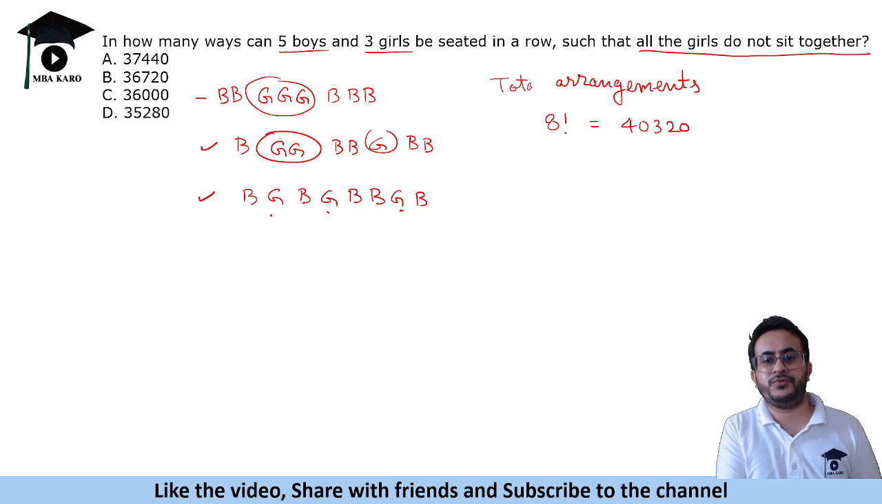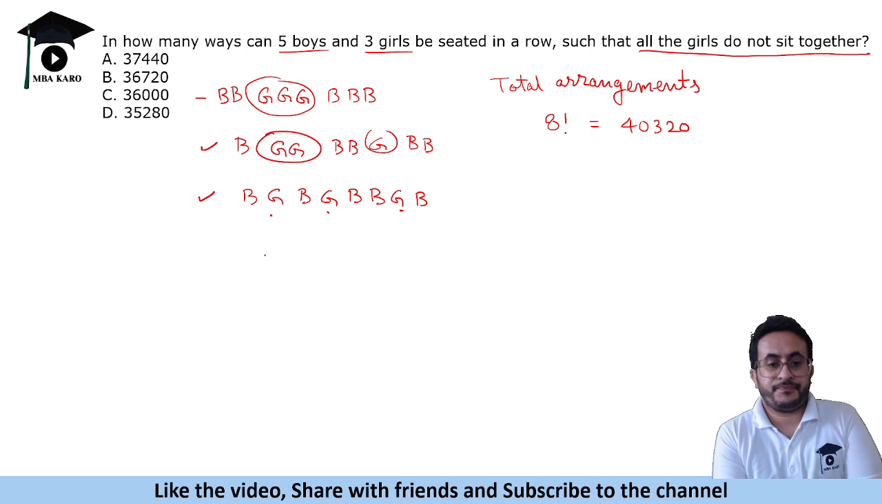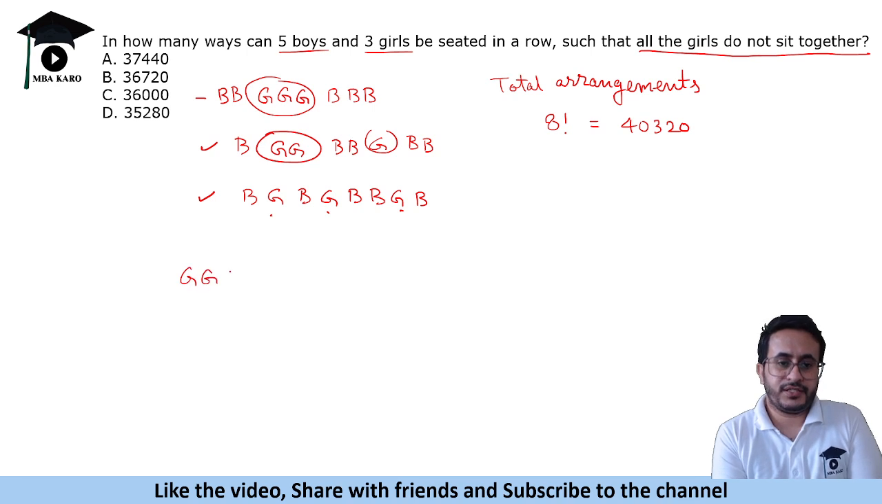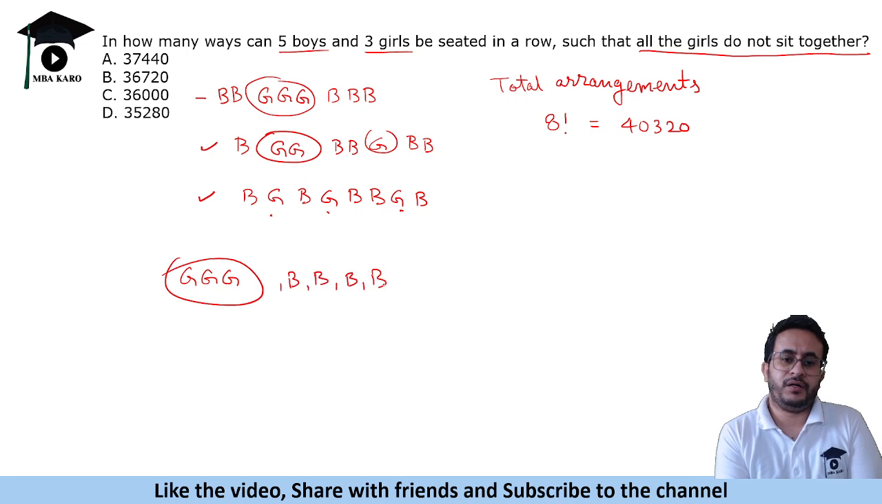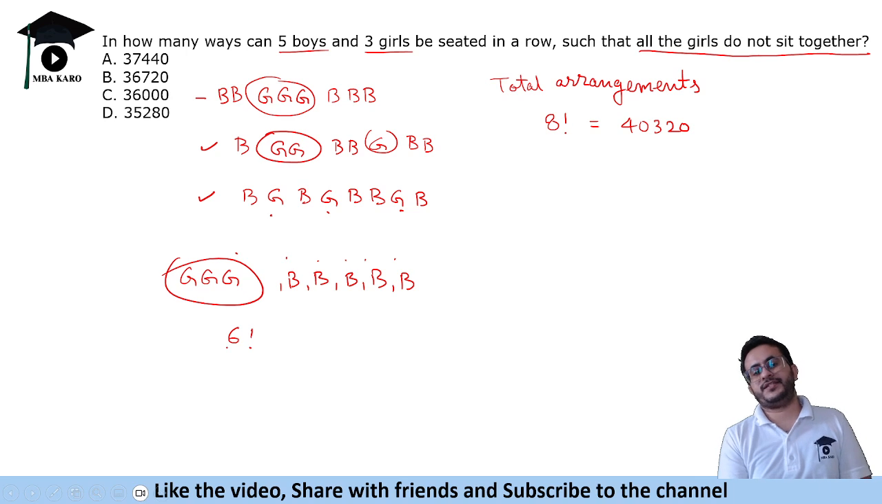Now what we need to do is find all the arrangements with the girls together, and then we will separate them. If all girls are together, let us say this is one bundle. Now we have boys, boys, boys, and a single bundle. How many elements are there? There are 1, 2, 3, 4, 5, 6 elements.